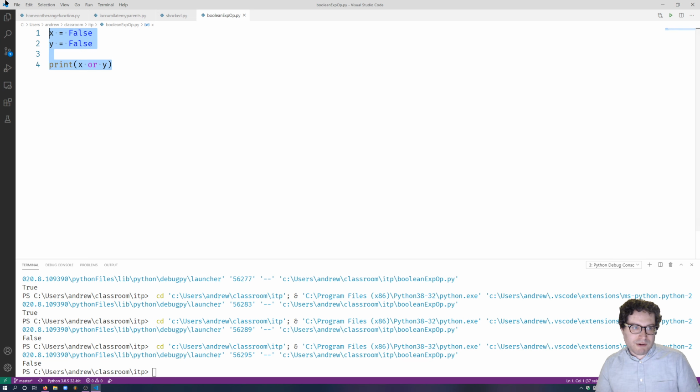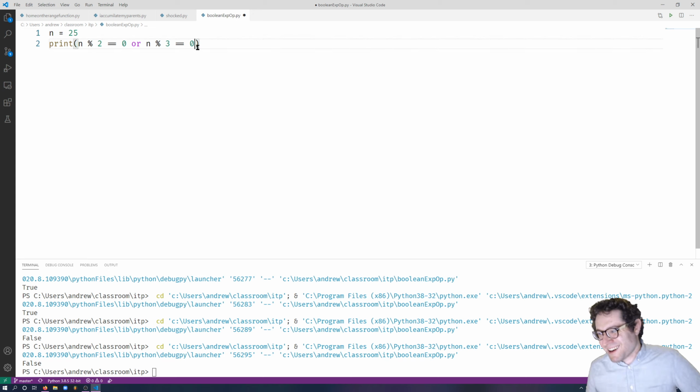Let's go ahead and grab this from the textbook. n is equal to 25. If n mod 2 equals 0 or n mod 3 equals 0. A lot going on there. That's why I like this one, because it just throws you straight into the fire. All right, so first off, n is the number 25.